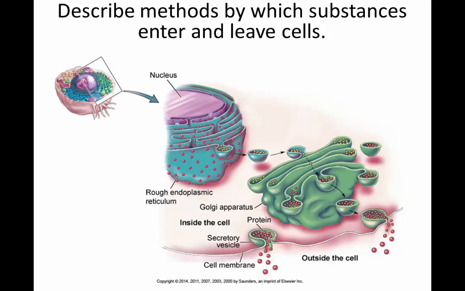One of the methods that substances enter and leave cells, as we mentioned earlier, was exocytosis. And so what we can see here is that perhaps in the nucleus, we are transcribing a gene, creating an mRNA that is coming out of the nucleus into the cytoplasm and binding with one of the red ribosomes that you see lining the rough endoplasmic reticulum here.